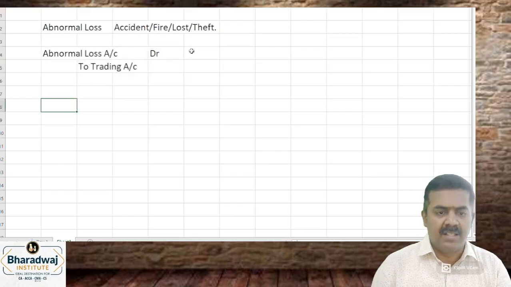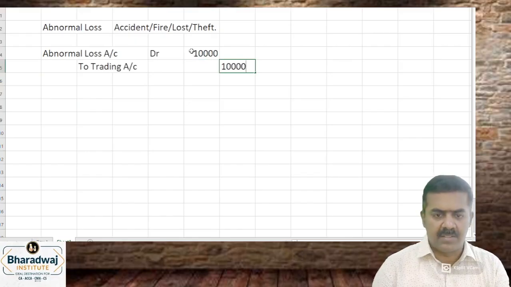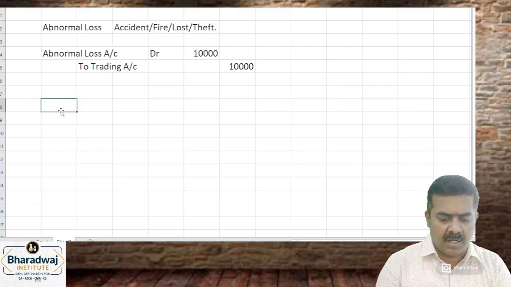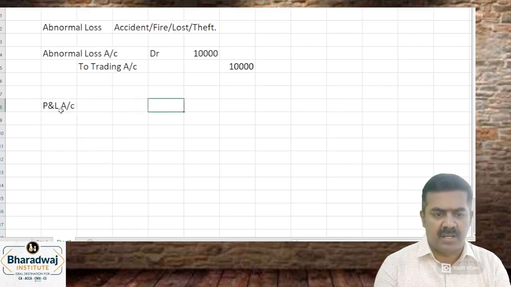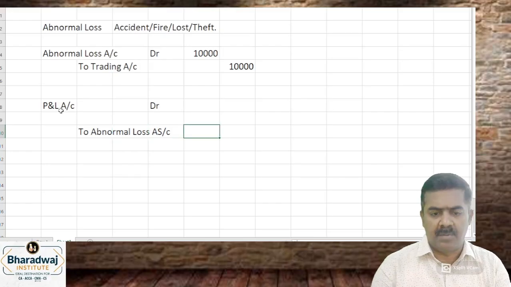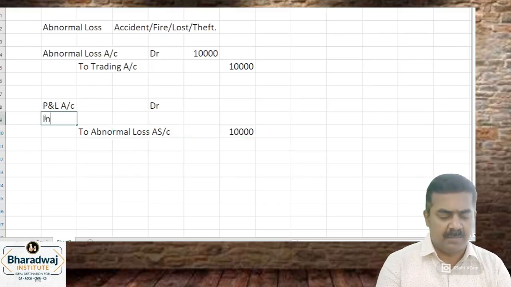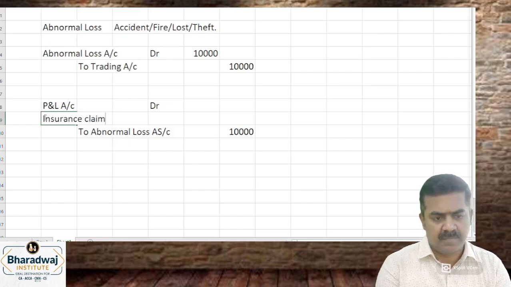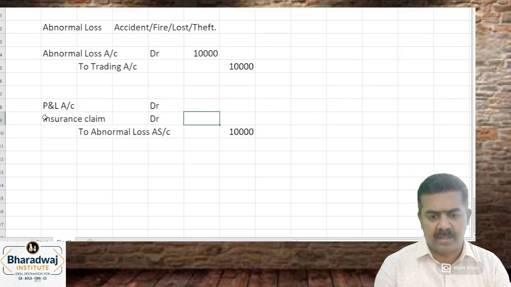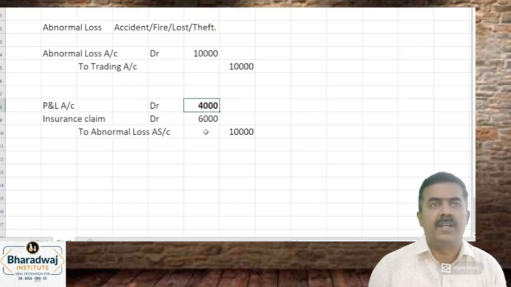Then in this example, what is abnormal loss? 10,000 abnormal loss. We will charge the abnormal loss in which account? Profit and loss account. But we have an insurance claim. Insurance claim is how much? 6,000. Net loss, how much will be charged in P&L? 4,000 will be charged in P&L.